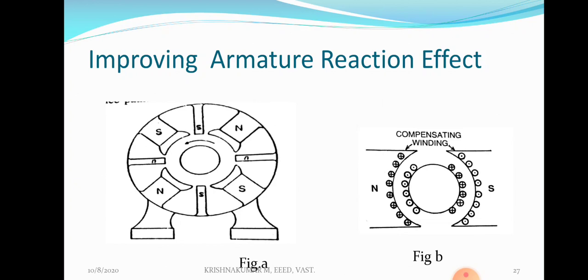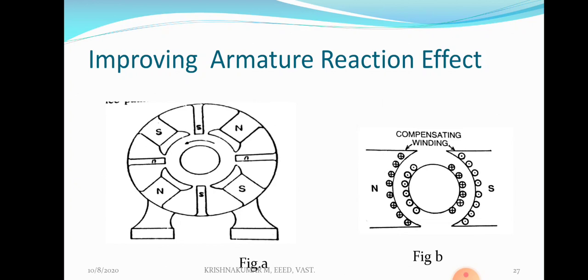So the polarity of the interpole or commutating pole is the same as that of the main pole ahead in the direction of rotation. These are the small poles: interpoles, commutating poles, or compoles, fixed between the main poles. These are for improving the armature reaction effect.